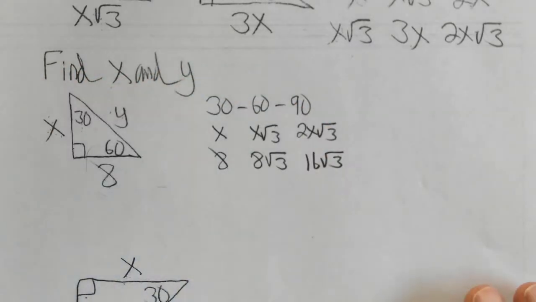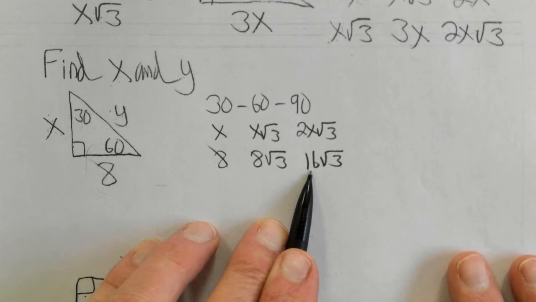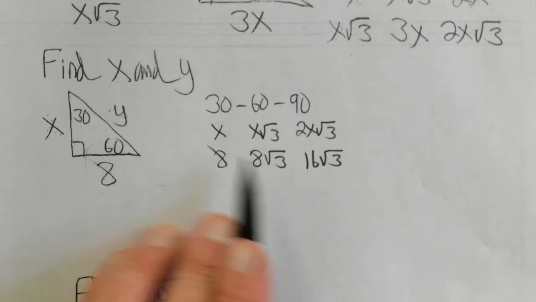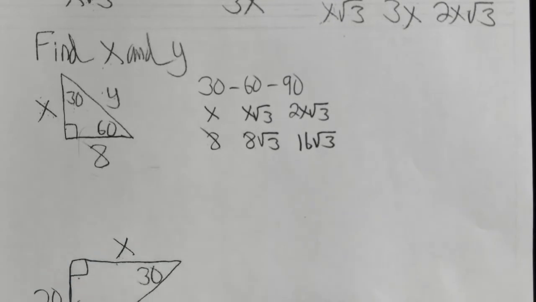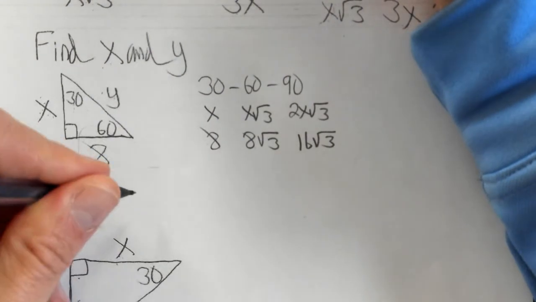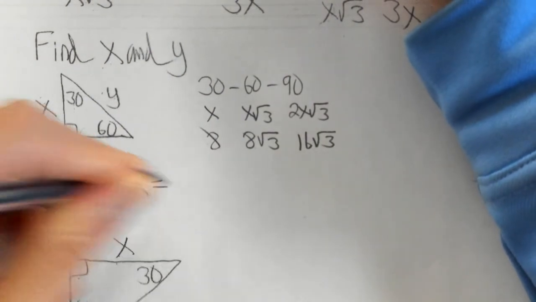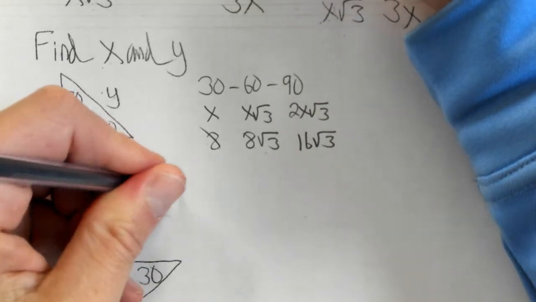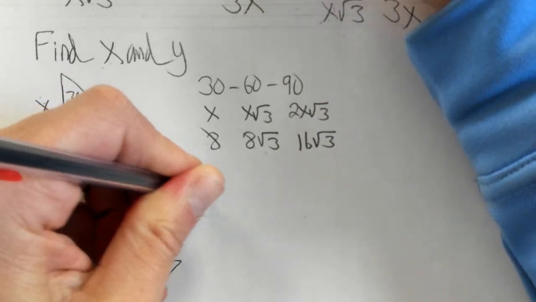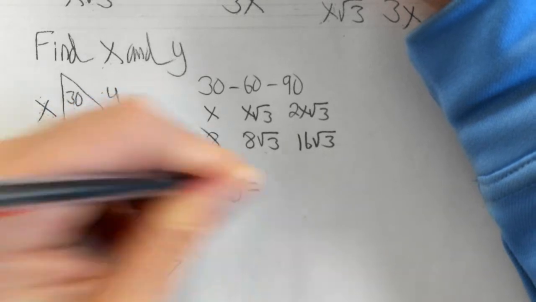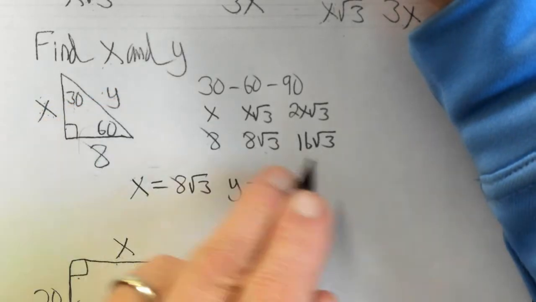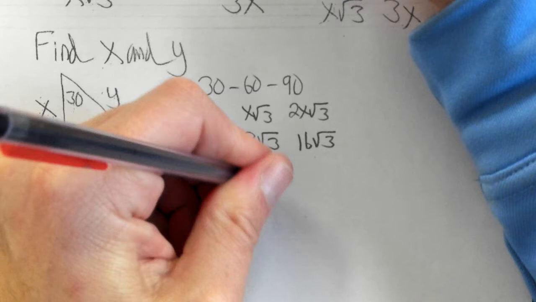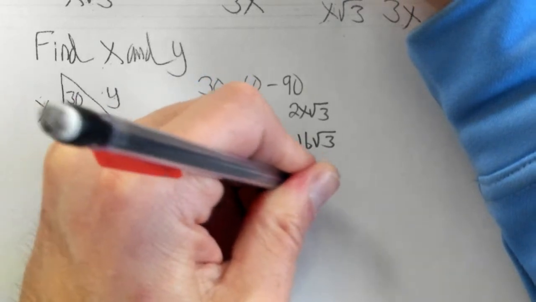And remember, just like in the last lesson, once you get all three of these filled out, you have all the answers. You just have to figure out which one's x and which one's y. So in this one, my x is which one? It's across from the 60. So what's the 60 column? 8 square root of 3. And my y is the hypotenuse, so which one's the 90? 16.